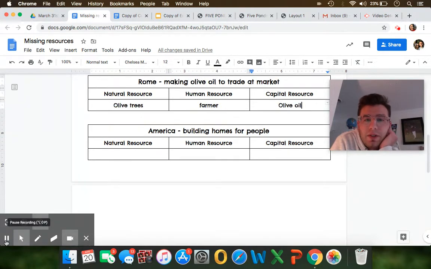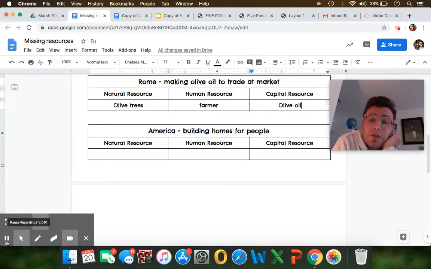In Rome, we're going to be making olive oil to trade at the market. So the natural resource, how do we get olive oil? Well, olive oil doesn't come just from the ground. It actually comes from olives. So we would need the olive tree. And the human resource would be the farmer.